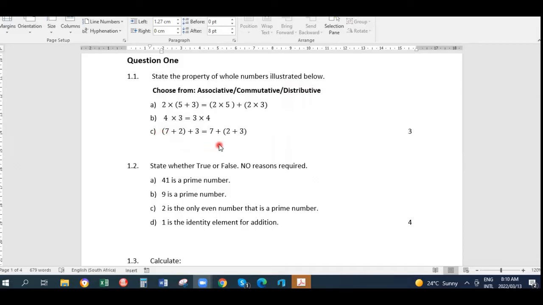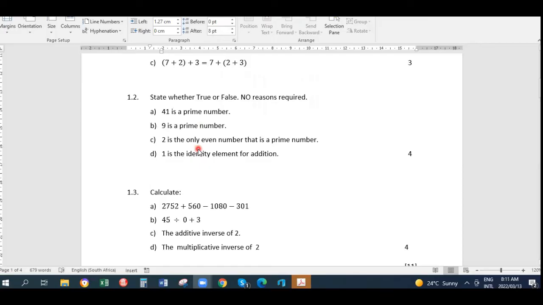And the last one is associative. The grouping, you can group 7 and 2, or you can group 2 plus 3. The answer will still give you 12 in both. 7 plus 2 is 9, plus 3 is 12, or you can go 2 plus 3 is 5 plus 7. That gives you 12. The next concept we're looking at is 1.2. We need to state whether true or false. No reasons are required.